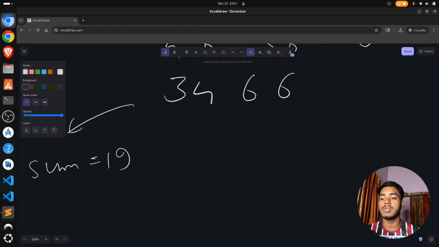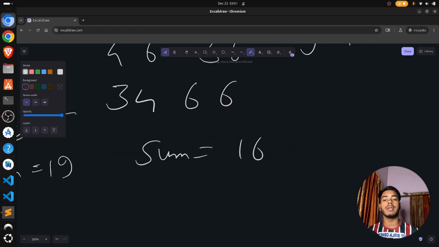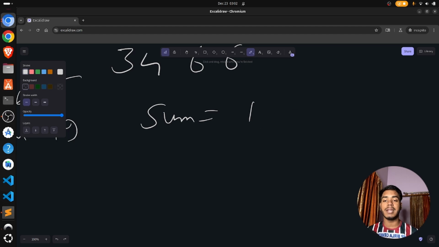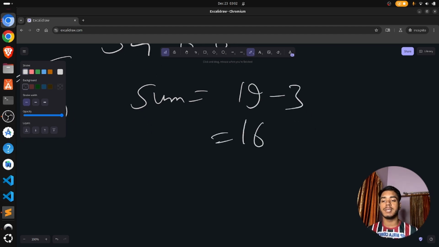Yeah, so sum is 19. For each element, your sum will be lesser than that, like you will exclude that element, right? So your pair will include 3 also. So your current sum will be at first 16, right? Which is coming from 19 minus 3, oh my handwriting, which is 16.